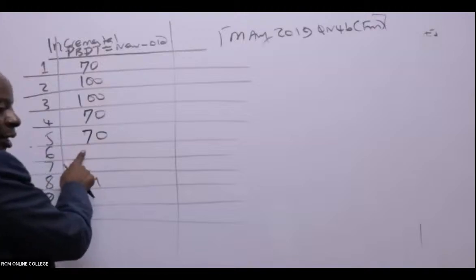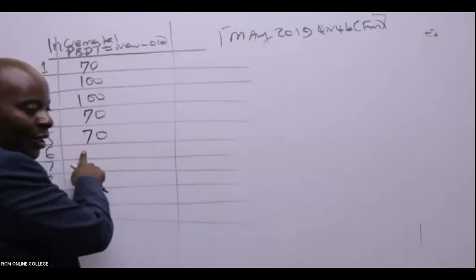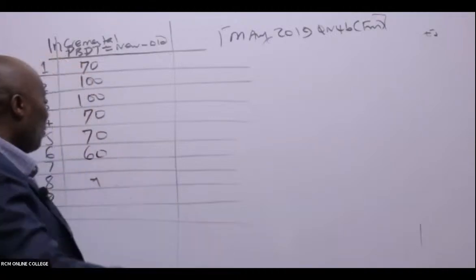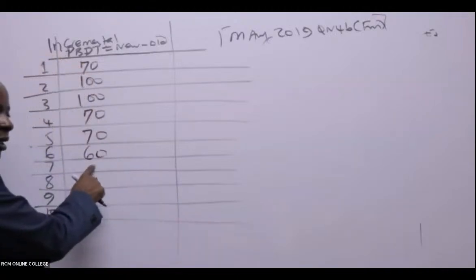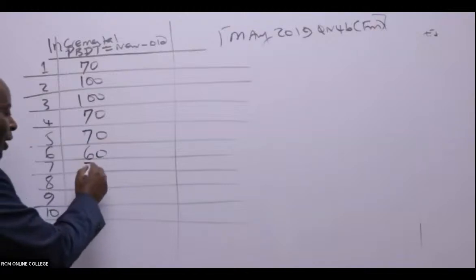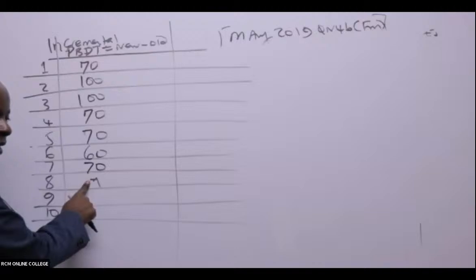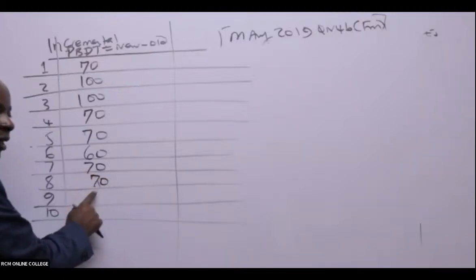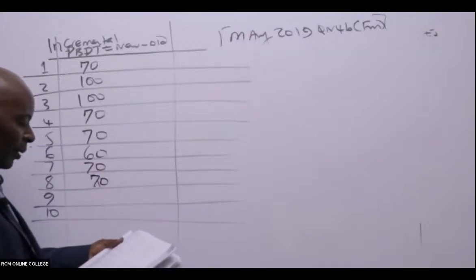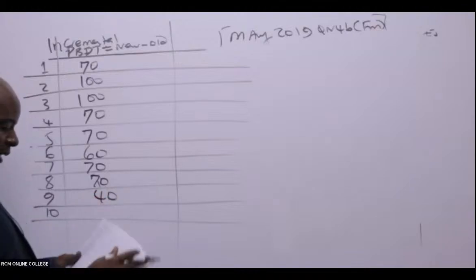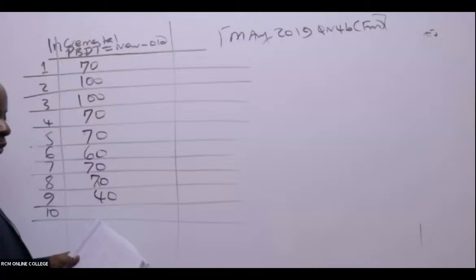How about year 6? I'm told it is 60. How about year 7? 70. Year 8 seems to be 70. Year 9, I'm being told it's 40. Lastly, year 10, we have 30.